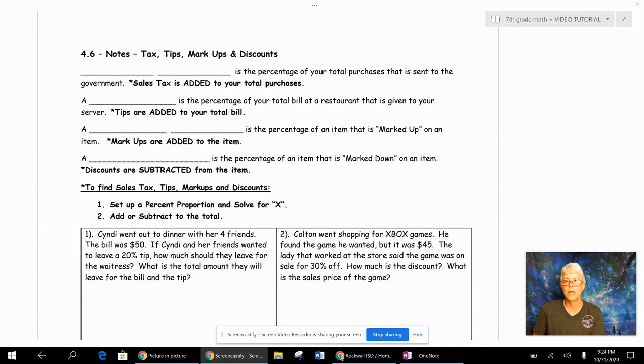Hey guys, today we're going to continue our discussion of percent of a number, only we're going to apply it to some really real world situations like tax, tip, markups, markdowns like discounts, percent off.